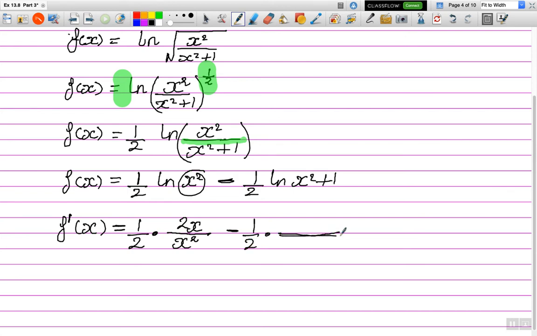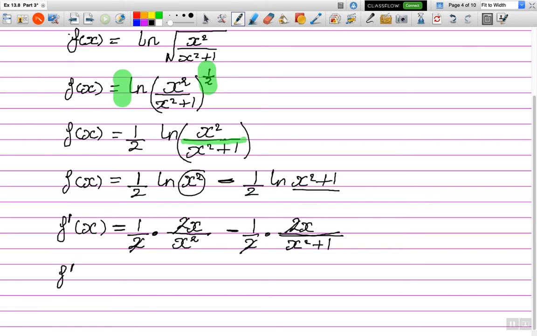Here we've got the half at the front, and we're going to be multiplying it by a fraction. What's the rule? We put the x squared plus 1 inside, and then we differentiate this and put the differential on top. And that's the shortcut method for differentiating log functions. The 2 cancels with the 2.